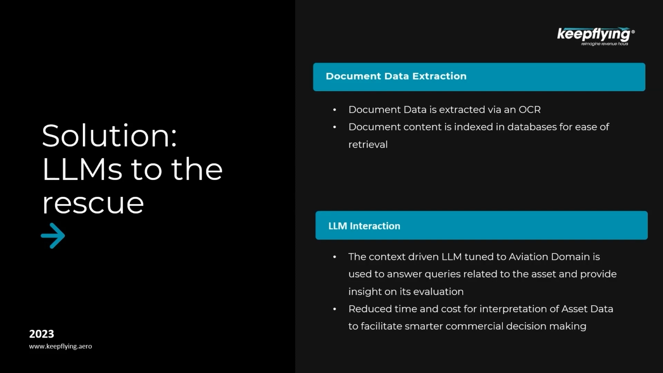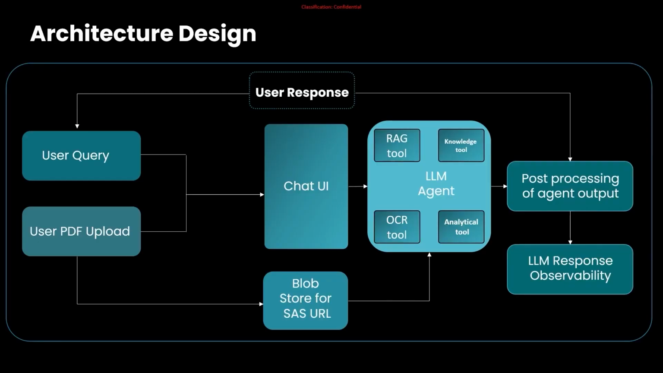Firstly, we use an OCR to help us extract the data from the soft copies and store it into databases. Secondly, the user will then interact with the LLM to answer queries related to the asset. The reduced time and cost for interpretation of asset data facilitates smarter commercial decision making. Let's check out the SkyBot's architectural design.